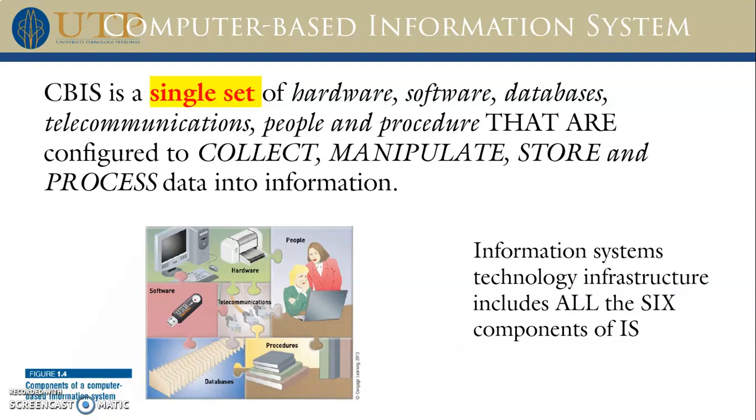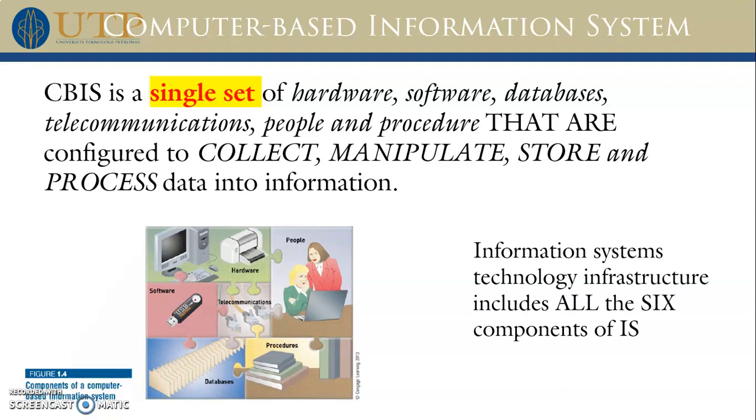A computer-based information system, by definition, is a single set of hardware, software, databases, telecommunications, people, and procedures that are configured to collect, manipulate, store, and process data into information. So as you can see, this is more or less a similar definition to the earlier slides. But the earlier slide talks about a set of interrelated components. For this definition, it specifies those components.